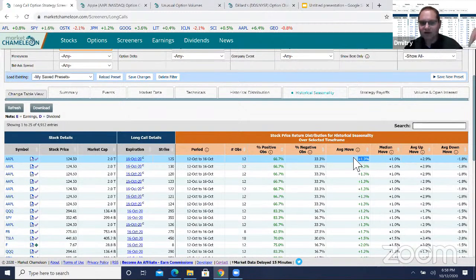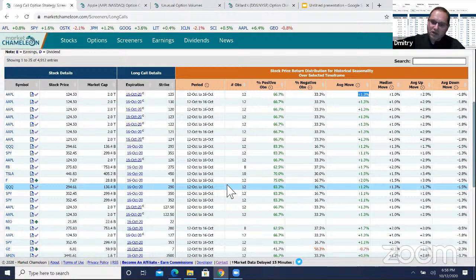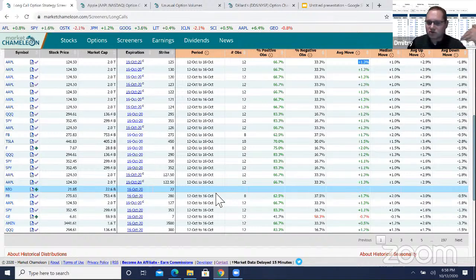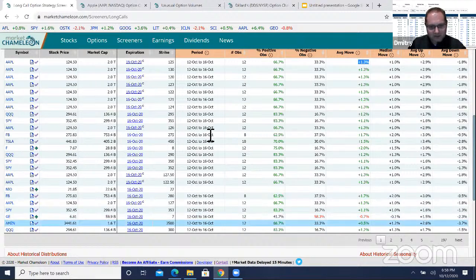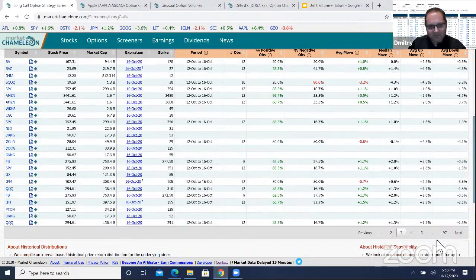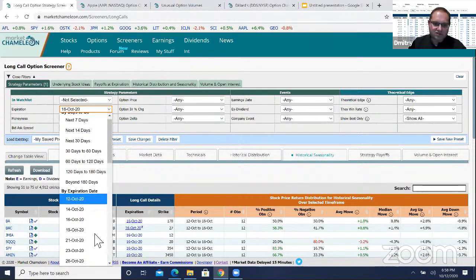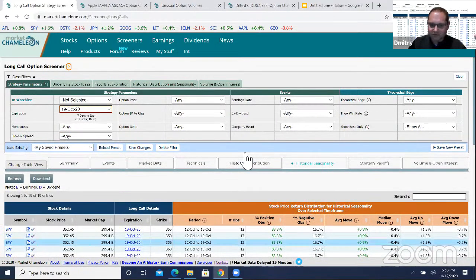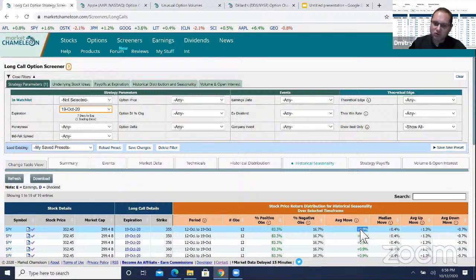Okay, so that's what it's looking at. For each one of these, it's looking at from today to whatever the expiration is on that option. If the option expires October 30th, it's going to look for October 30th. So these are all October 16th. Let's say October 19th. So look from October 12th to October 19th in SPY. The last 12 years it was up 83% of the time for an average return of 0.9%.